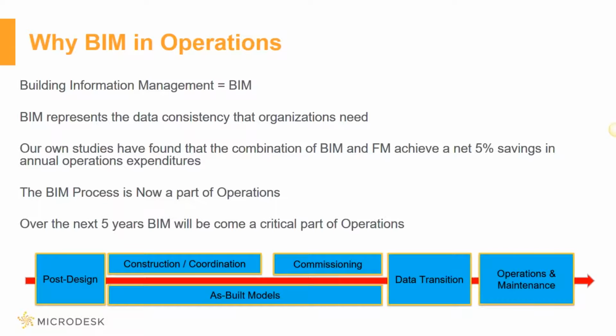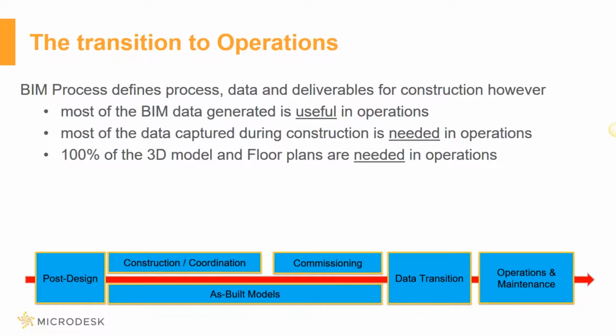And how is it needed? In that the BIM data itself, meaning that I have a piece of equipment, I know a make, model, manufacturer, a serial number. This is all useful information for operations. The data that's captured during construction is needed in operations, in that we want to know who's got the warranty information, how long is the warranty period, what's the extended warranty information. This is all information that's captured during the construction process, and the operations groups need this information. And then 100% of the 3D models and the floor plans are needed in operations. Anybody in operations will tell you this is the case.